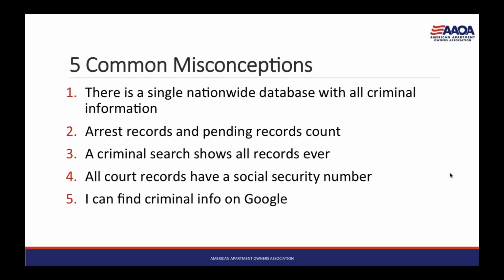The 5th misconception, and possibly one of the riskiest of all, is that you can find criminal information on Google. And this is actually a violation of the FCRA, and also it's usually inaccurate. So if you are going to find the most accurate information, you need to either hire a company like AAOA, or you would need to go to the court directly, provide the court the information that you need, and even pay the court certain fees to get that information in order to make sure that you have the best. Google is not going to show you the most accurate information, even if you were to find a match.